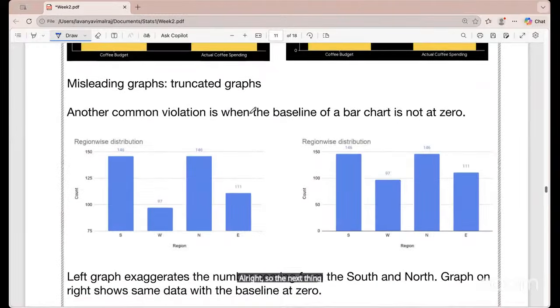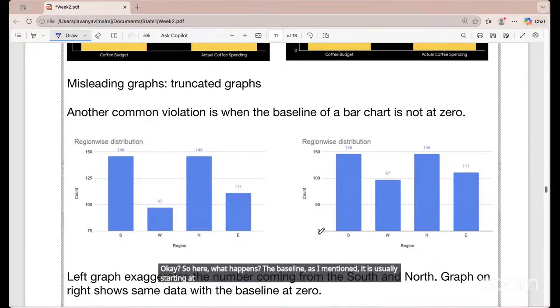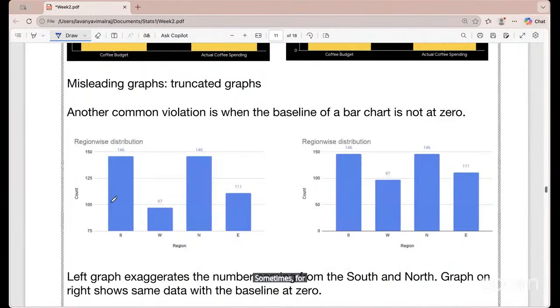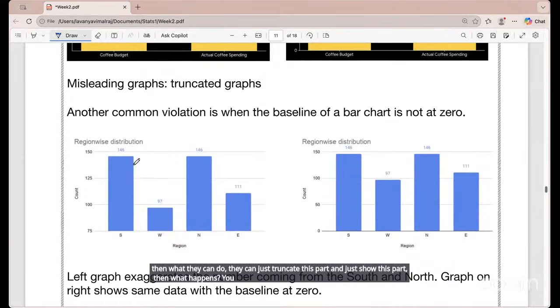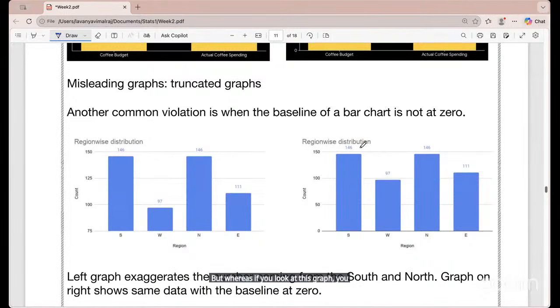So the next thing is, what are truncated graphs? Another common violation is when the baseline of a bar chart is not at 0. The baseline, as I mentioned, usually starts at 0. Sometimes, if people want to exaggerate certain things, they can just truncate this part and show only this part. Then you feel that the difference is huge. But if you look at this graph, you will not feel the difference is huge.